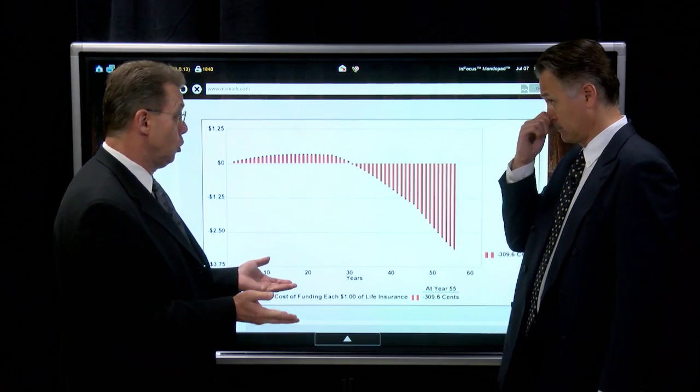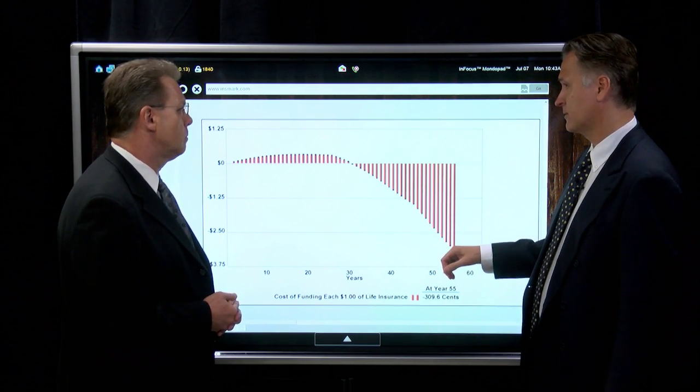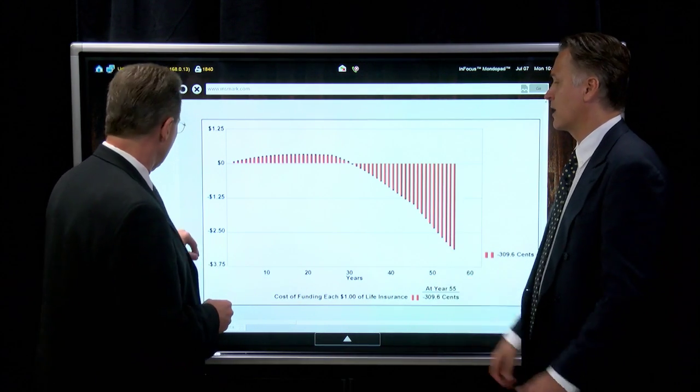Are these traditional loans that we're using here? These are participating loans. So for Index UL. For Index UL. All right.